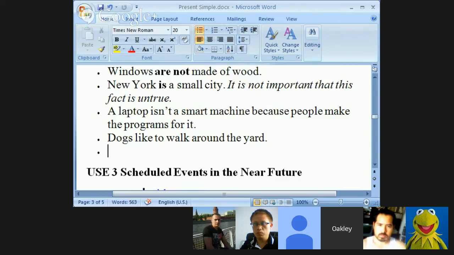Okay. Another fact. The moon circles the earth. Oh, there you go. And the earth circles the sun.